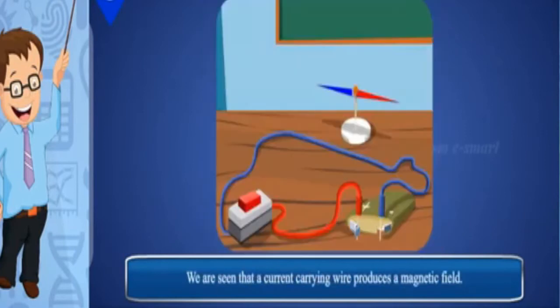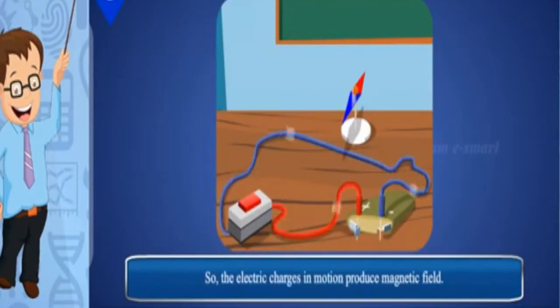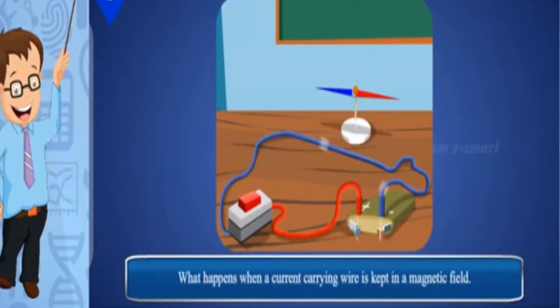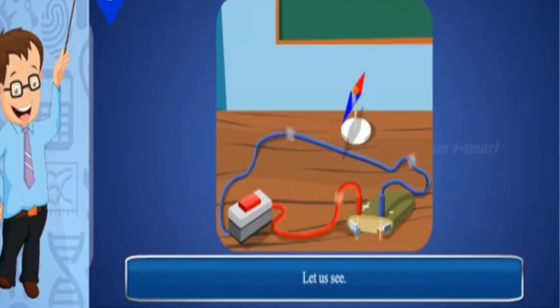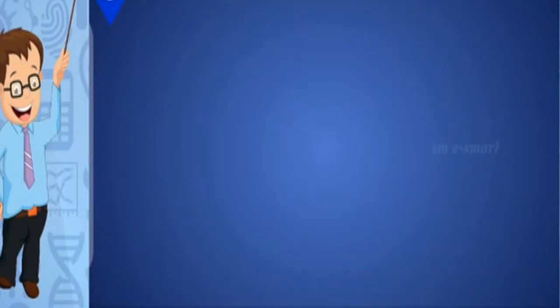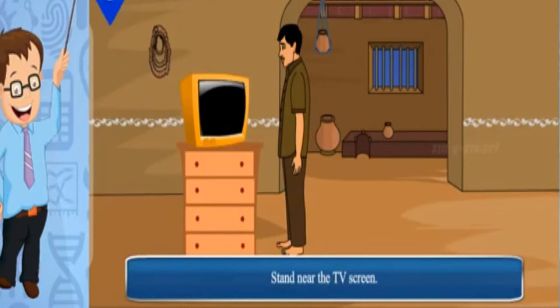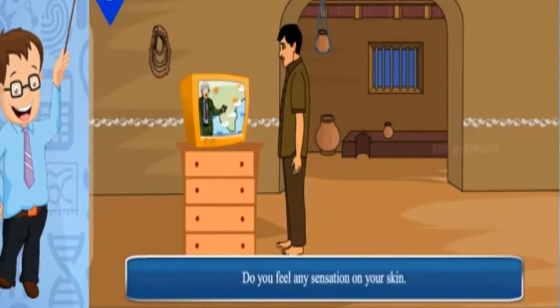We are saying that a current carrying wire produces a magnetic field. So, electric charges in motion produce a magnetic field. What happens when a current carrying wire is kept in a magnetic field? Let us see. Activity. Stand near the TV screen. Switch on the TV. Do you feel any sensation on your skin? What could be the reason for that?